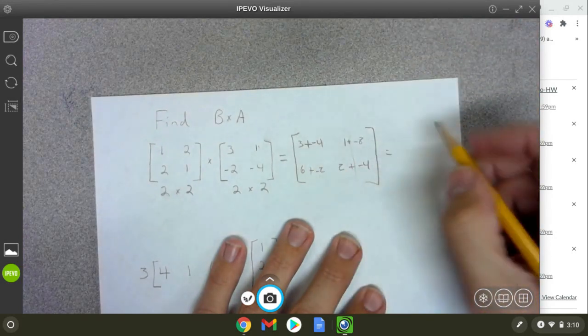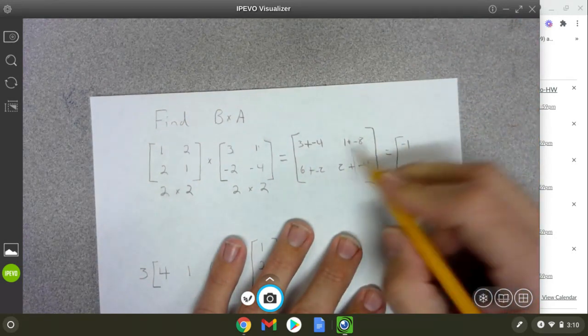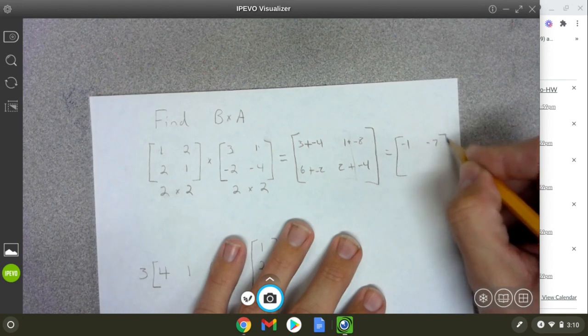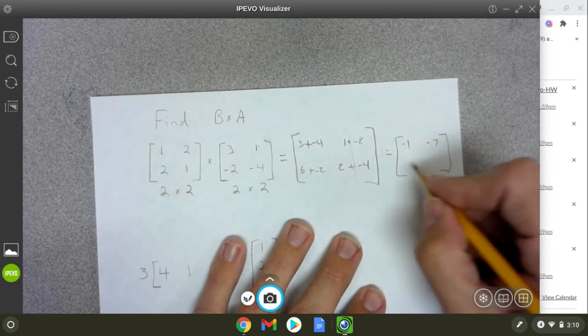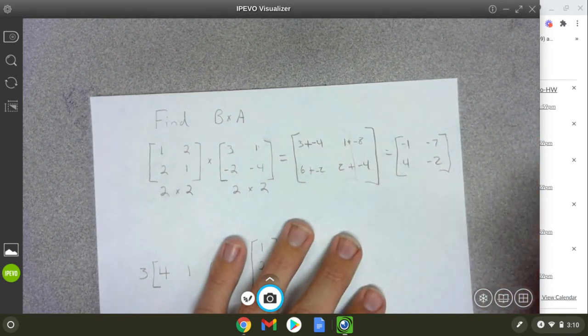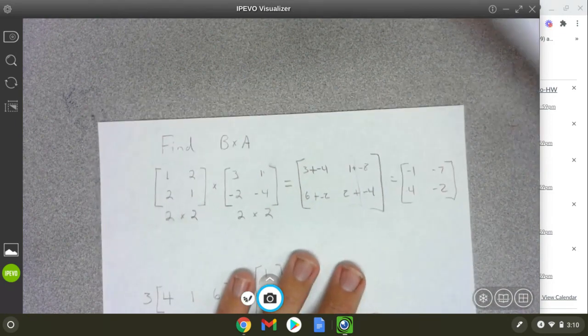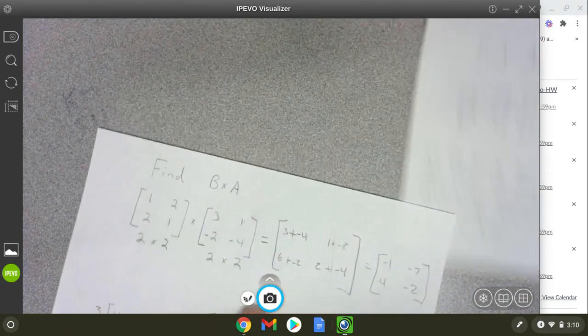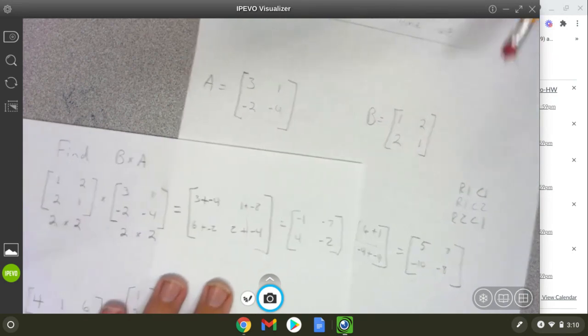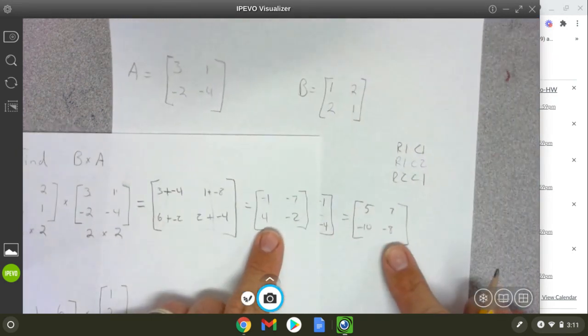Let's see. 3 plus -4 is -1. 1 plus -8 is -7. And then 6 plus -2 is 4. And this one's -2. So you'll notice, if I set them side by side here, there we go. You'll notice our answers for each of these are completely different.